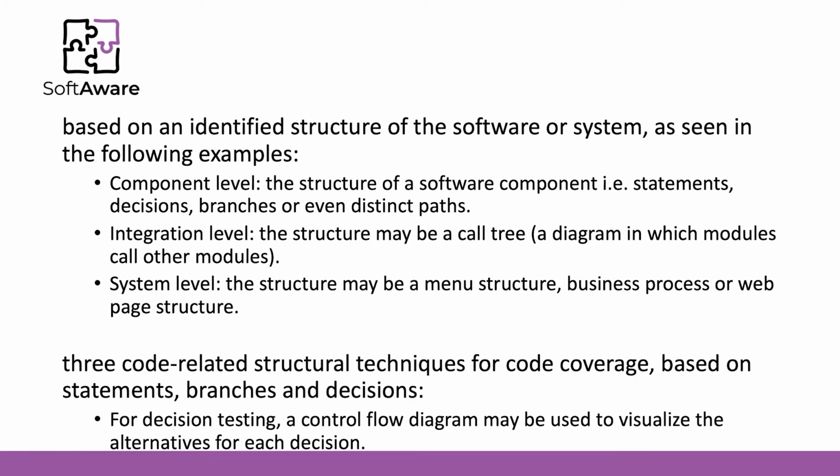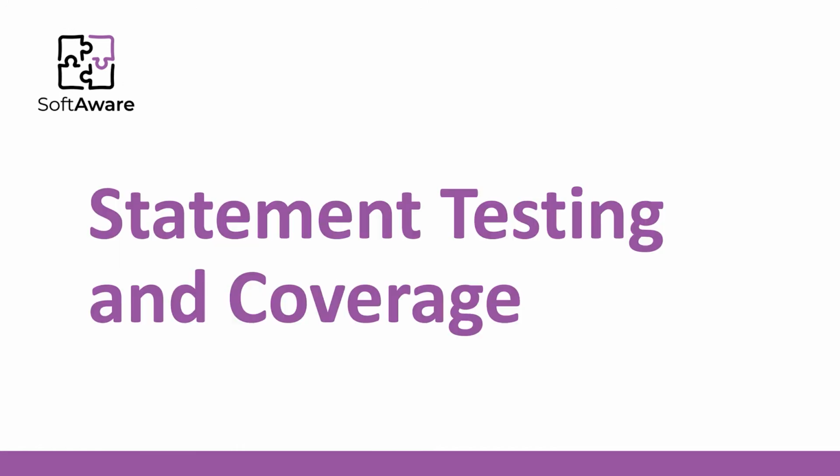There are 3 code-related structural techniques that include code coverage, and the techniques are based on statements, branches, and decisions. And when we are speaking about branches and decisions, we usually use a control flow diagram so that we can visualize the alternatives, the options for each decision. Let's take a look at statement testing and coverage.